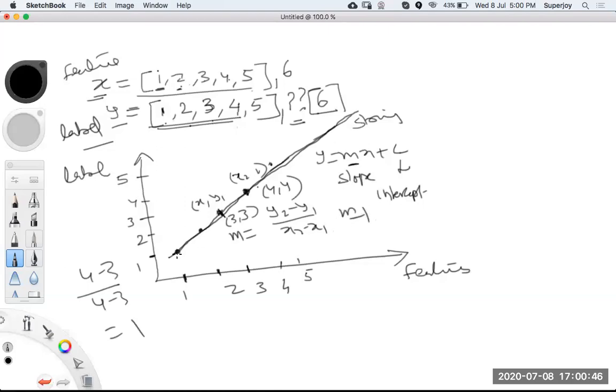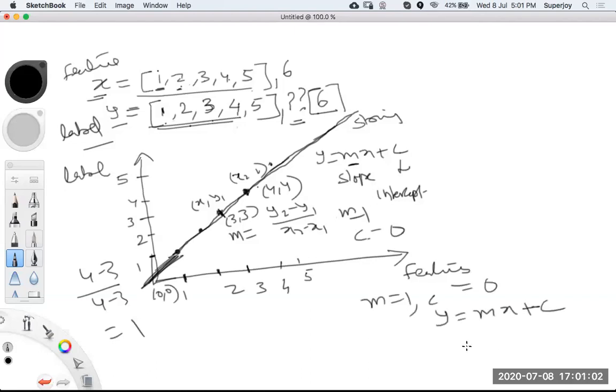And because this line is passing through the origin, through 0, 0, that means your c is 0. So when m is 1 and c is 0, what would the equation be? mx plus c, and y is equal to 1 into x plus 0, so y is equal to x. Guys, that means our relationship, our mapping function, has been identified.